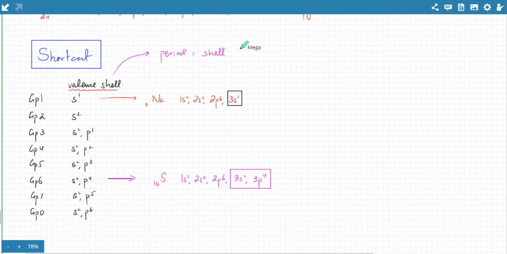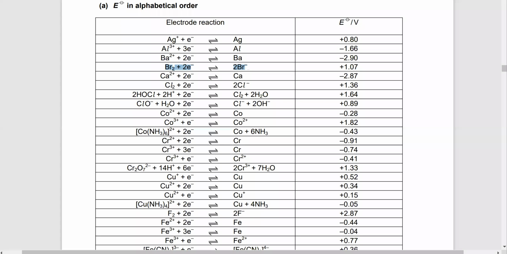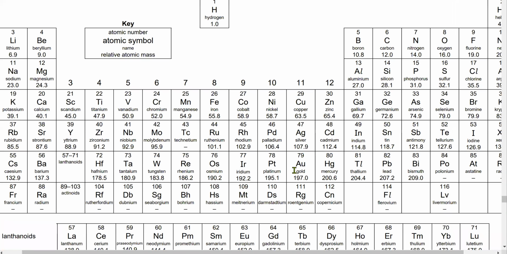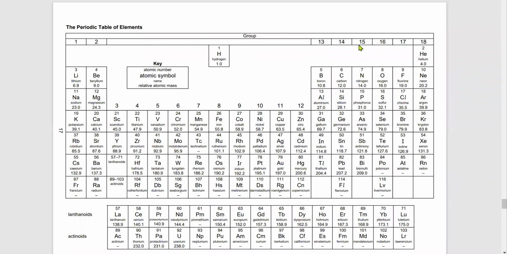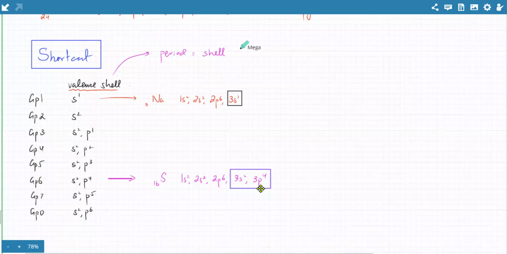For example, if we open the data booklet and look at the periodic table, this is your periodic table. If you want to know what the outermost shell is, any element in the first row would be shell number one. Any element in the second row, the shell would be number two. For example, sulfur is in the third row, so it's in the third period, so the shell number is three.